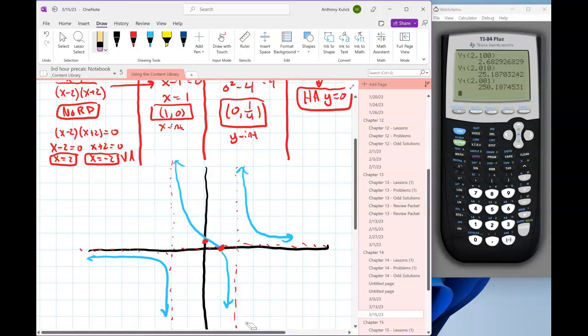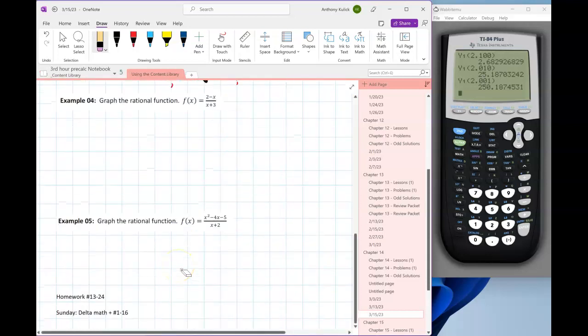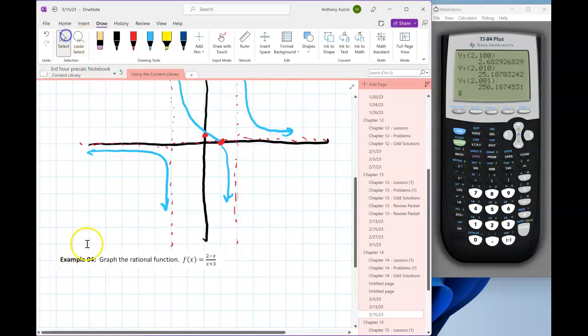And there's my graph. Yeah, it should, Matt, if you hit graph on your calculator in a standard window, you should get something that looks pretty similar. Mm-hmm. Okay, let's do the next one.